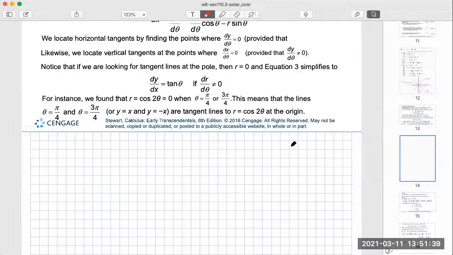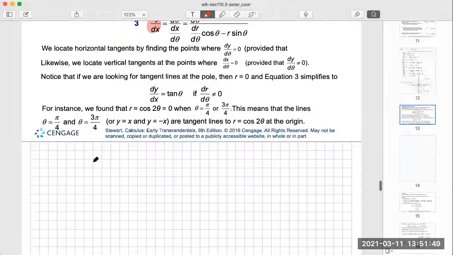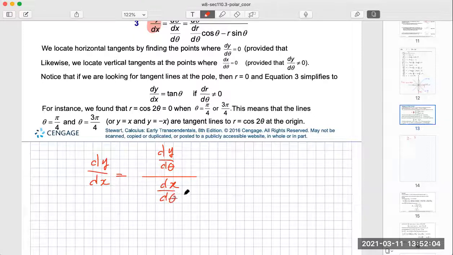Okay, this is simply a parametric equation. From parametric equations, we know that the tangent will be given by this relation. From the chain rule, we know that dy over dx is simply dy over d theta divided by dx over d theta, right? And in polar coordinates, what is the equation of y in terms of r and theta?